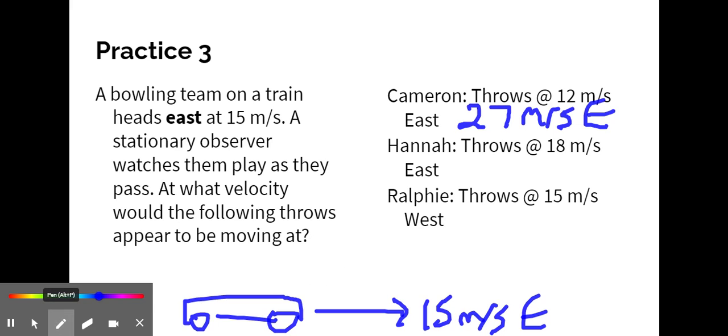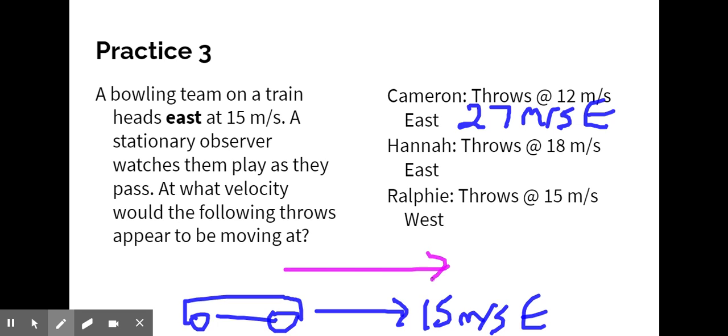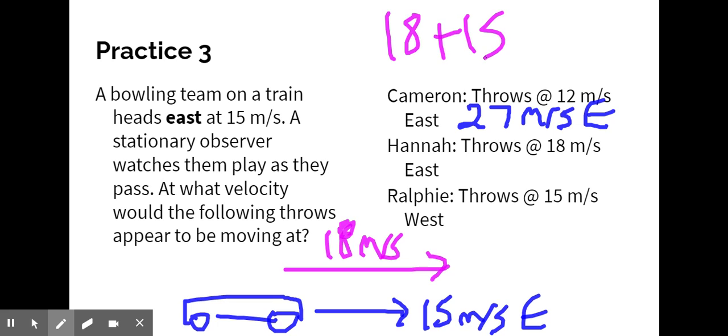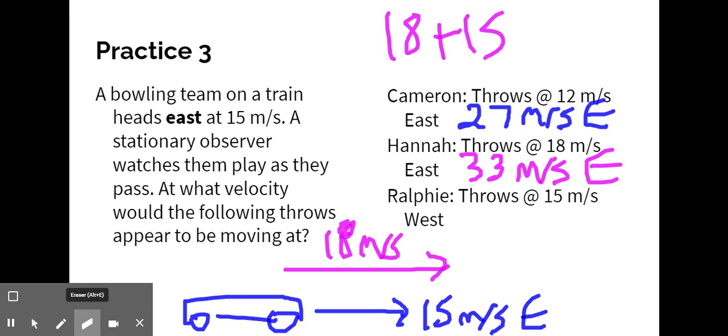Next, we have Hannah. Hannah is throwing at 18 meters per second to the east. Again, these vectors are going in the same direction, so we can add them up. We have 18 plus 15, so we get 33 meters per second, and again, the direction is east.